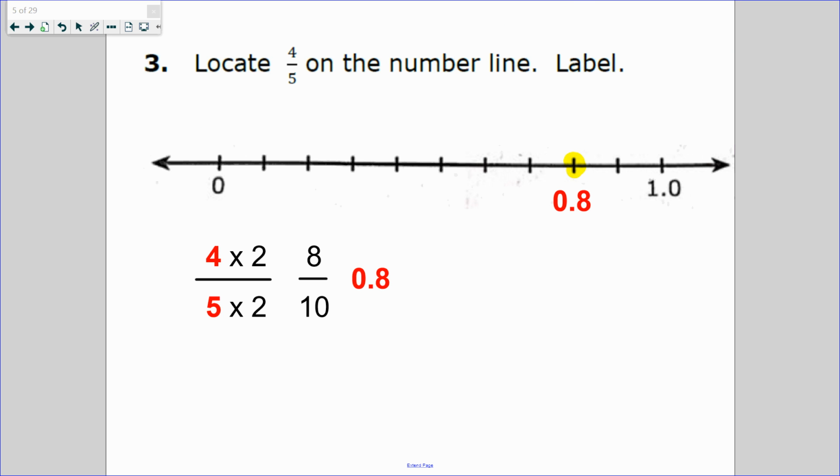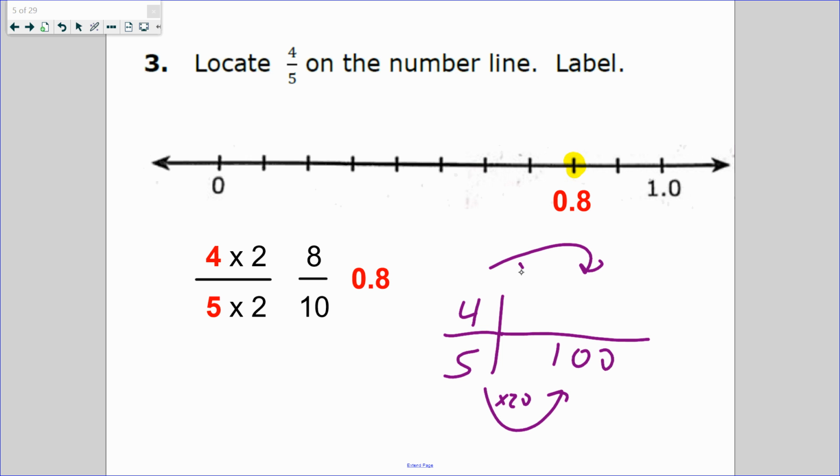Number 3, locate 4/5 on a number line. So 4/5. You could build it to 100 if that's what you choose to build to, times 20, times 20. That's 80% of this. So this is by counting by 10%: 10, 20, 30, 40, 50, 60, 70, 80%. Another way you could build it is into tenths, because the place value is the tenths. So times 2, times 2: 8 tenths.